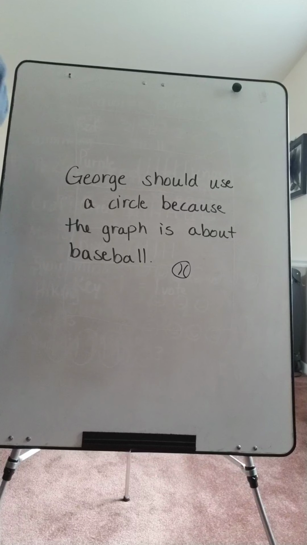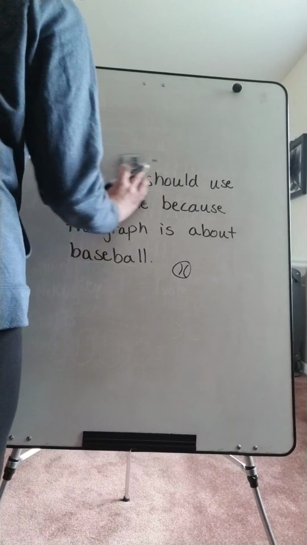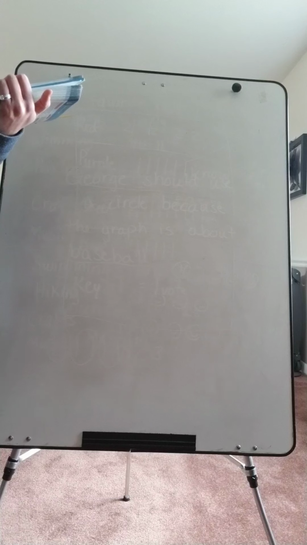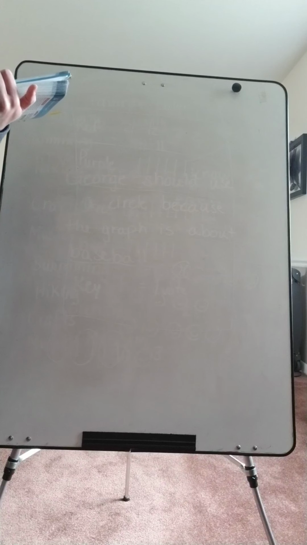All right, so you should have drawn 7 circles next to basketball, 5 circles next to soccer ball, 3 circles next to the football word, and 8 circles next to kickball.